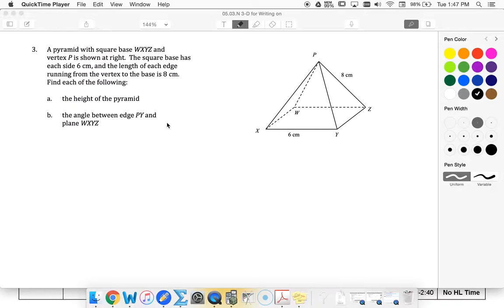All right, now we're looking at a pyramid with a square base. Squares are great because we know all the sides are the same length and they have right angles. So looking at my square base, I'm just going to go ahead straight away and draw that so that I have that off to my side.